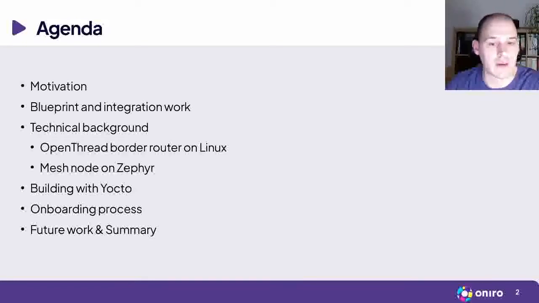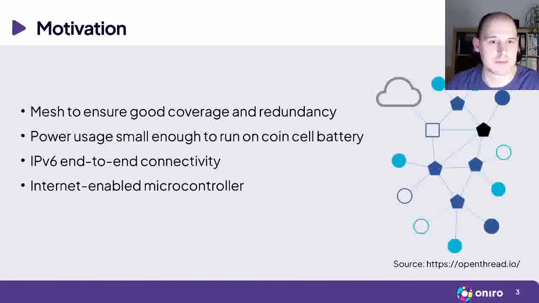So on the one hand, the OpenThread border router, a service running on the Linux gateway, and the mesh node, which is basically an application you run on the Zephyr node. All of this is going to be built with Yocto, with the Yocto build system. We're using different Yocto and OpenEmbedded layers for that. And then we go into the process of onboarding, so how you're getting your mesh node onboarded onto the Thread network, explaining that a little bit more. And we will finish up with future work and a summary of what you have seen here.